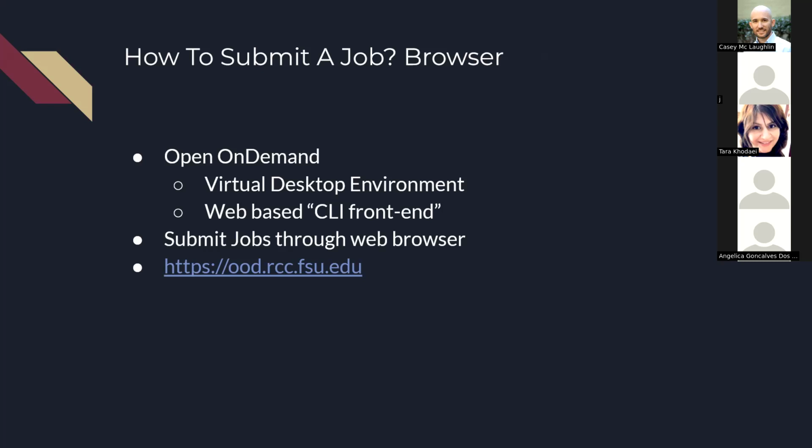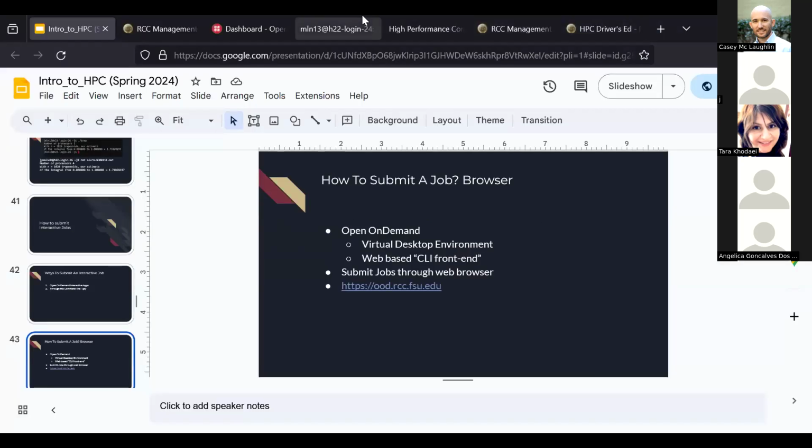That's particularly useful for Windows, because if you open the terminal versus PowerShell, you'll have different commands going in. This way saves you the hassle if you just log into Open OnDemand. You can submit jobs through the web browser, and you can also check the status of running jobs. You can do that through ood.rcc.fsu.edu.